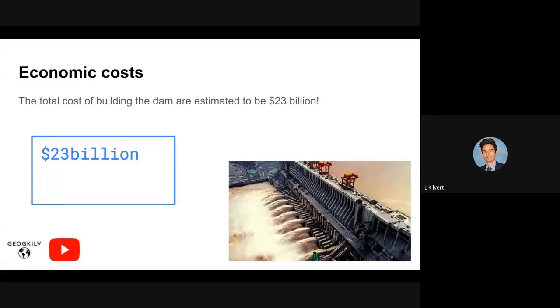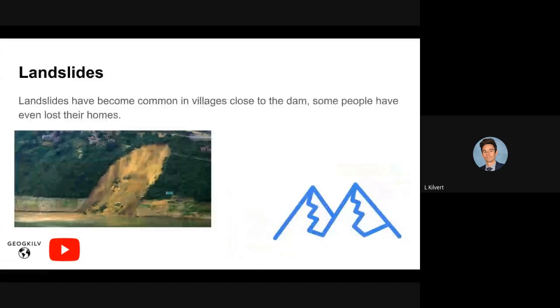In addition to that, what we've got are the landslides. So landslides have become really common, and you saw them in the video, particularly in villages that are close to the dam. And some people have even lost their homes as a consequence of that. Where people's homes originally were destroyed because of the reservoir and where they'd been rebuilt on the banks of the reservoir, sometimes even lost their new homes that had been provided for them by the government.